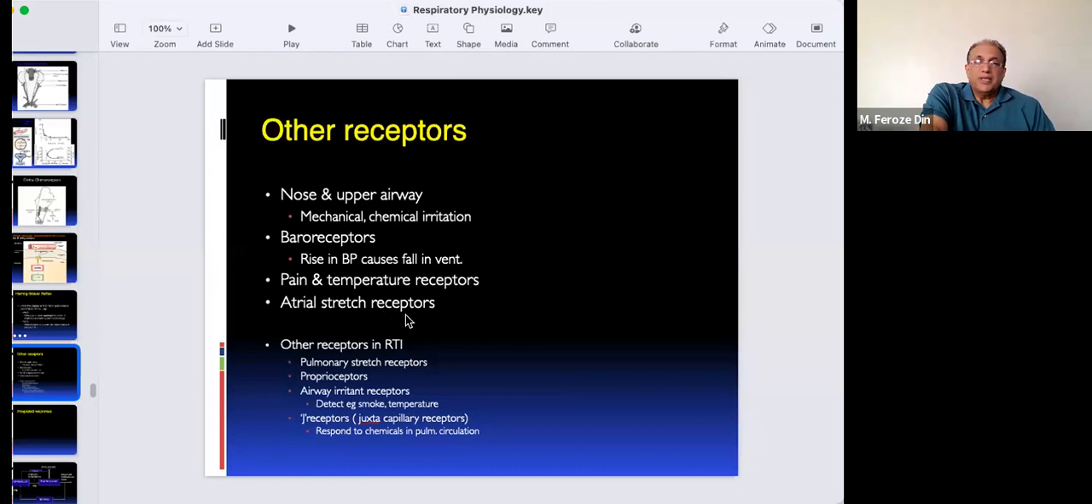Atrial stretch receptors may influence the respiration to some extent, but they are not so important in contributing to the rhythm.